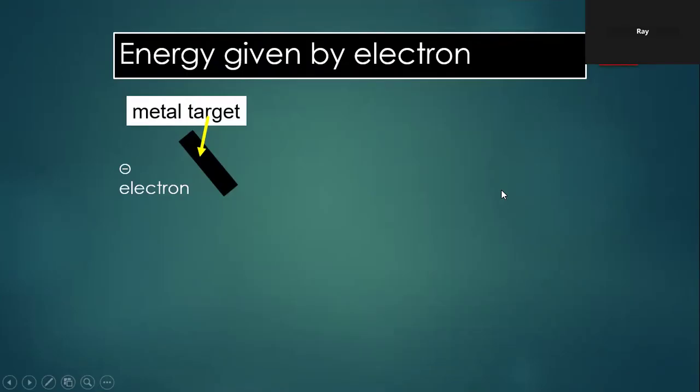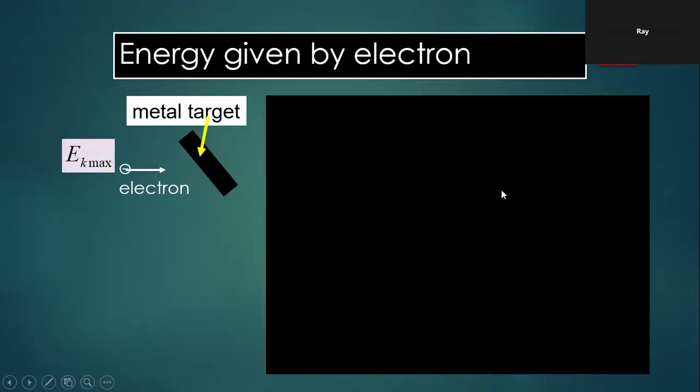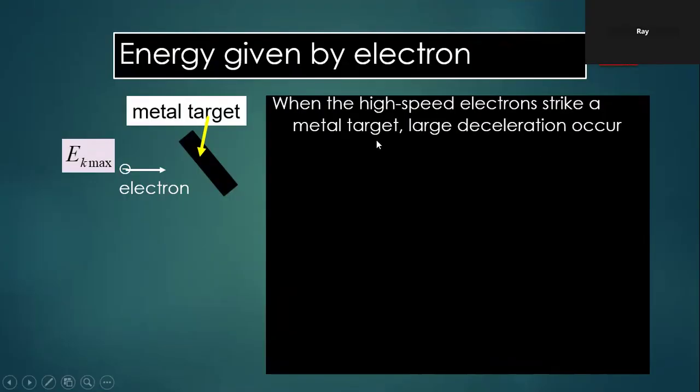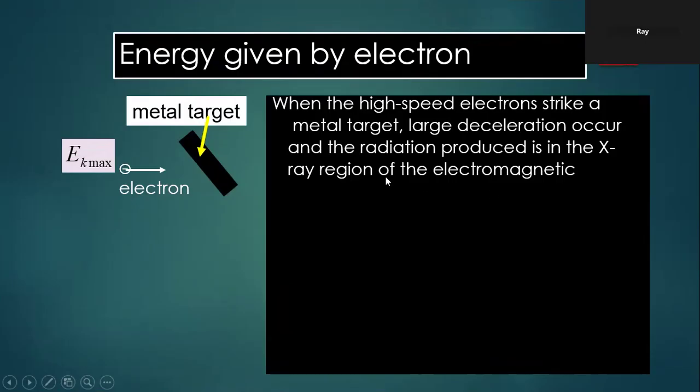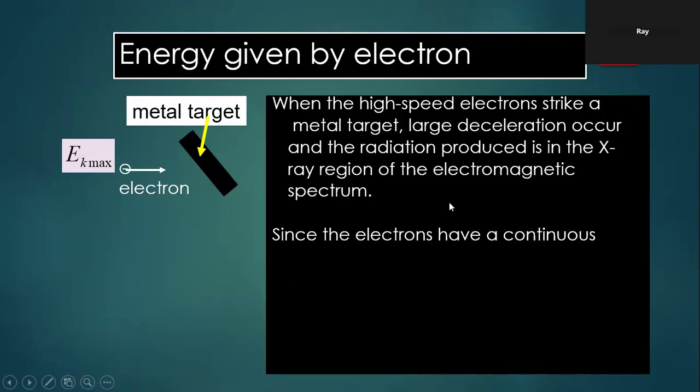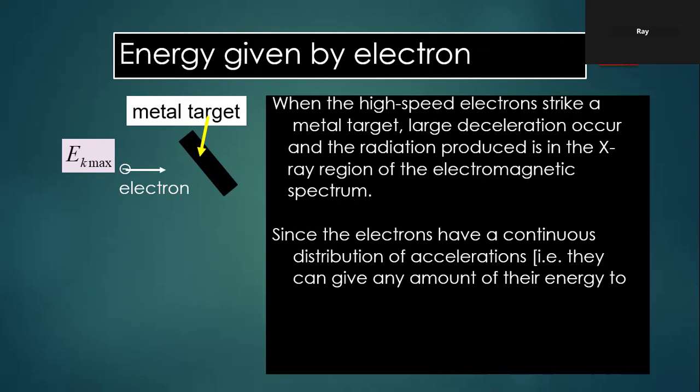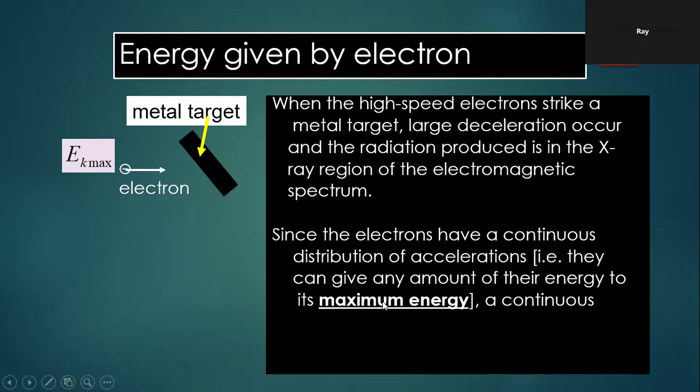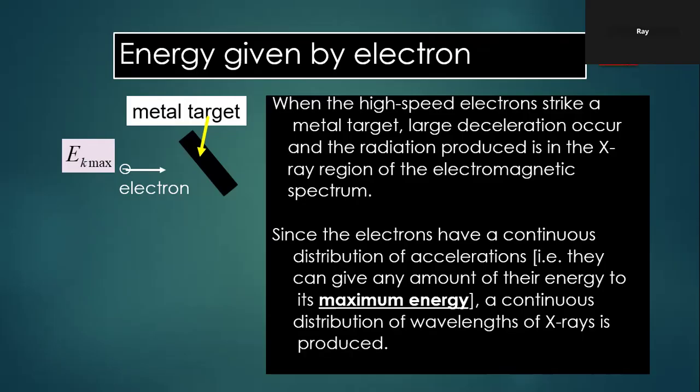Right? There's a metal target. There's an electron hitting the target. We are just reviewing what we have learned. When high speed electrons strike a metal target, large deceleration occurs and the radiation produced is in the X-ray region of the electromagnetic spectrum. Since the electrons have a continuous distribution of acceleration, they can lose any amount of energy, any amount up to a maximum energy. A continuous distribution of wavelength of X-ray is produced.